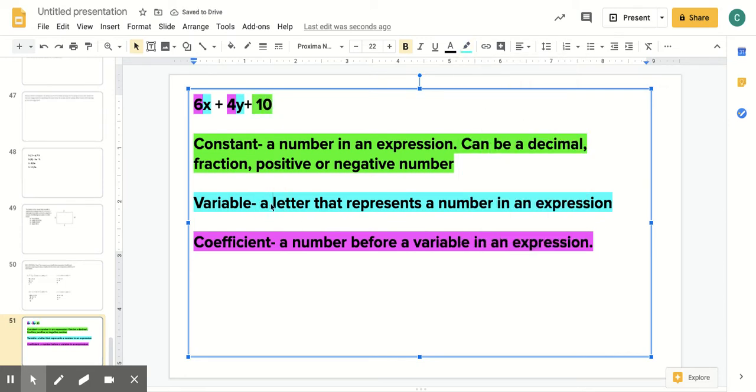Moving down to variables. Variables are letters that represent numbers in expressions. So there are two variables in this expression, x and y. Our last vocab word for today is coefficient.